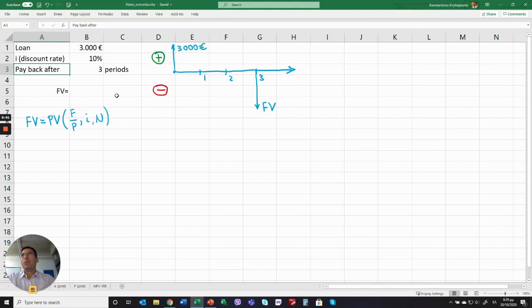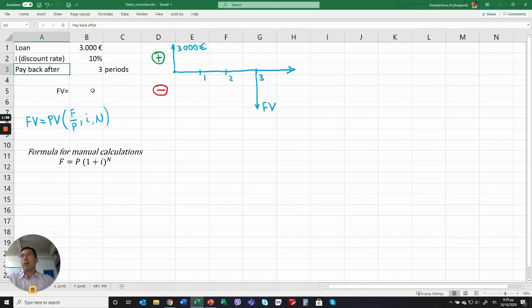Remember that you always need to have the discount rate at the same period as the analysis that you are making. So for instance, if your analysis is per month, so if this is 3 months, then this should be the monthly discount rate. If this is 3 years, then this discount rate should be the yearly discount rate.